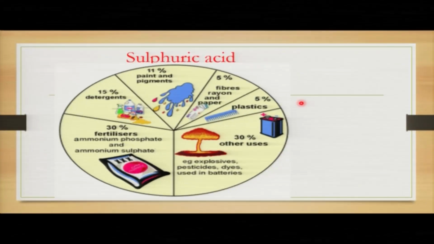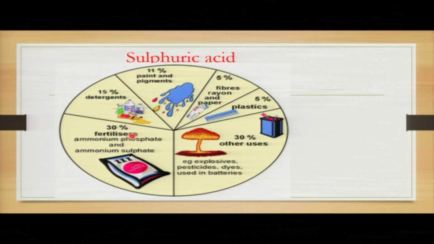So we can look at the uses of sulfuric acid. These are not the only uses, remember. There are so many other uses, but we have decided to indicate the few uses that we have here, probably the main uses. It is used in industry to make a number of substances.